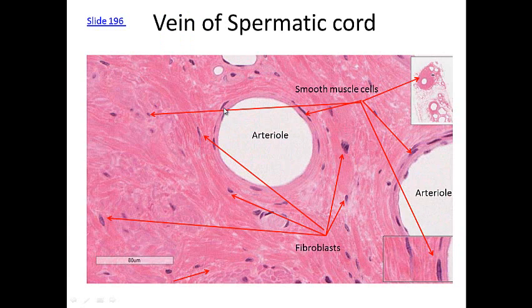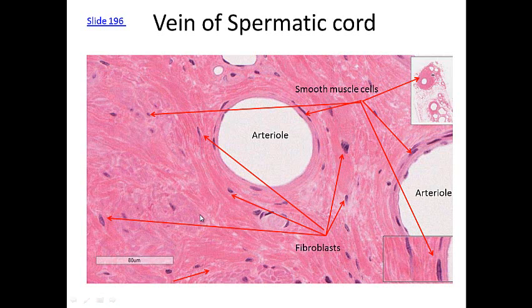Arteriole, you can see the smooth muscle cells in through there, but right outside there are the fibroblasts, which support these. In blood vessels, you have different components of the wall. You have endothelium, so that's the intima, and the media is the muscle, and the adventitia is the connective tissue around, and that's composed of fibroblasts.